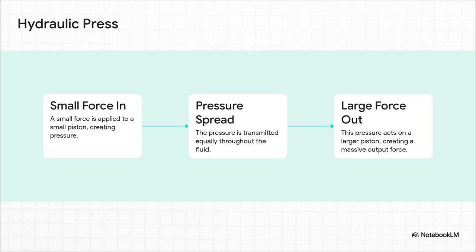And this is where we get clever. We can use that principle to do some amazing things. In a hydraulic system, you apply a small force to a small piston. That creates a certain amount of pressure in the fluid. Now, thanks to Pascal, that exact same pressure travels through the fluid and pushes on a much larger piston. But because that second piston has a way bigger area, the force it pushes out with is massively multiplied. It's a straight-up force multiplier.